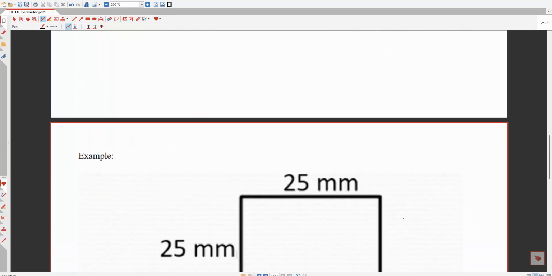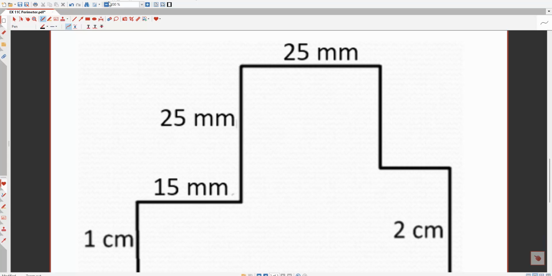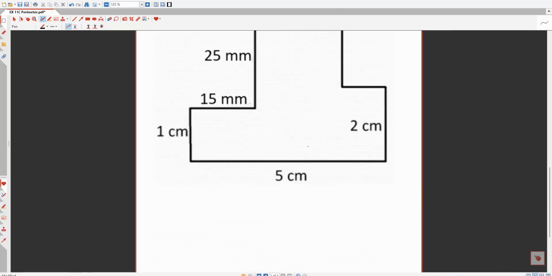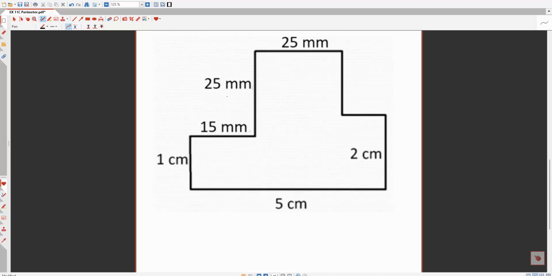Alright, so the last example we'll do is this one here. It's rather big, so I'll just reduce the size of that a little bit. Okay, so the first thing you'll notice is that we've got different measurements here. This is in centimeters and this is in millimeters. So we've got a couple of choices here, and I'd prefer to work in millimeters, because if I convert the millimeters to centimeters, I have to work with decimals, and that might make it a little bit more complicated. Not really, but a little bit.